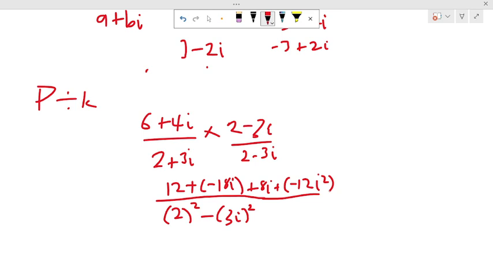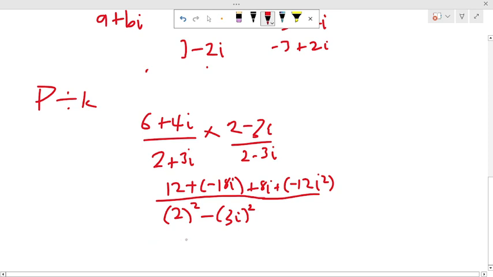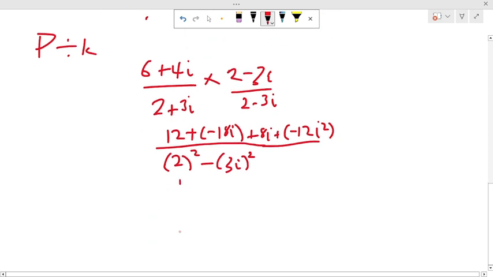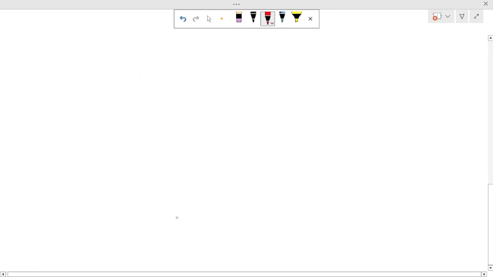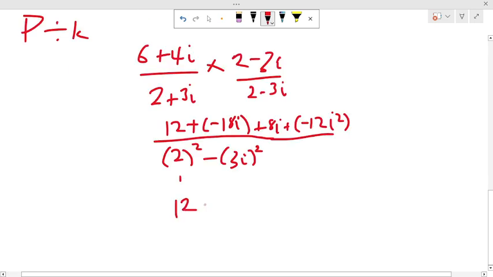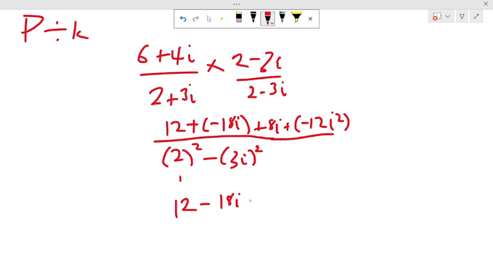Now, as we said previously, i squared is equal to negative 1. Please try not to forget this. i squared is equal to negative 1. And so the numerator aspect is going to be 12 minus 18i plus 8i plus 12, right? Because the i squared is going to be negative 1, and so negative 12 times negative 1 will give you 12.